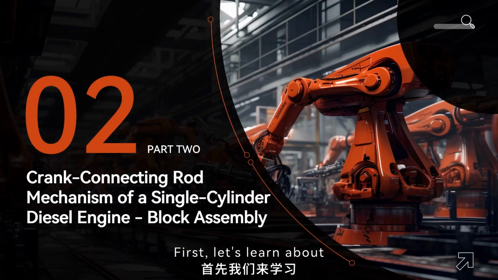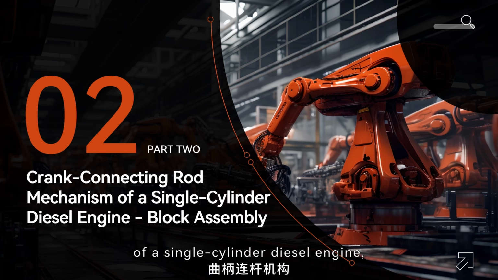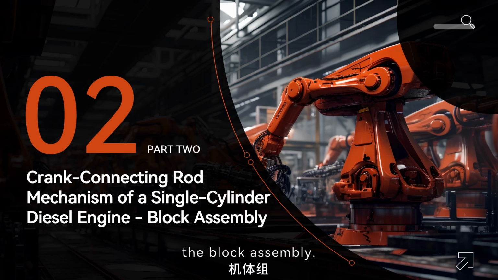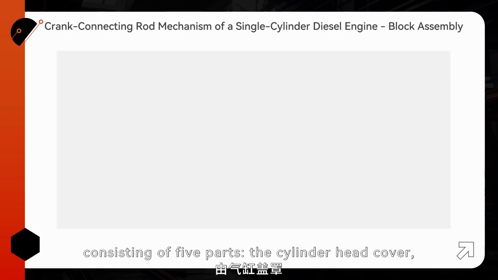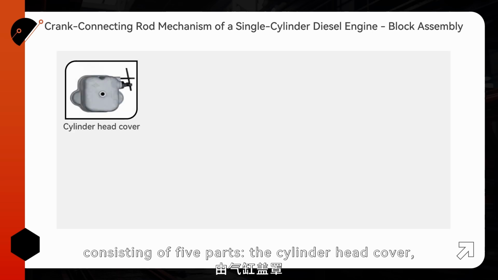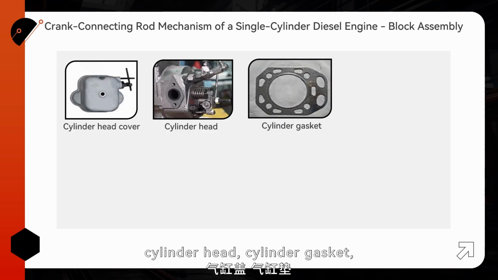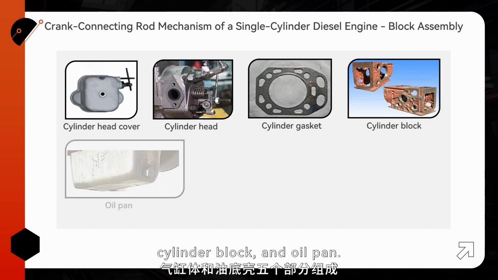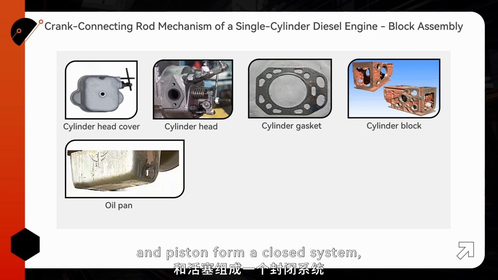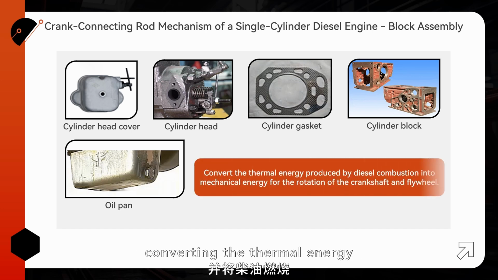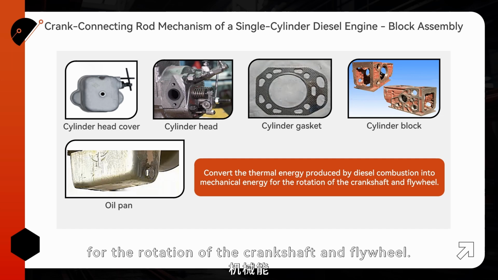First, let's learn about the crank connecting rod mechanism of a single-cylinder diesel engine, the block assembly. The block assembly is the skeleton of the diesel engine, consisting of five parts: the cylinder head cover, cylinder head, cylinder gasket, cylinder block, and oil pan. The cylinder head, cylinder block, and piston form a closed system, converting the thermal energy produced by diesel combustion into mechanical energy for the rotation of the crankshaft and flywheel.